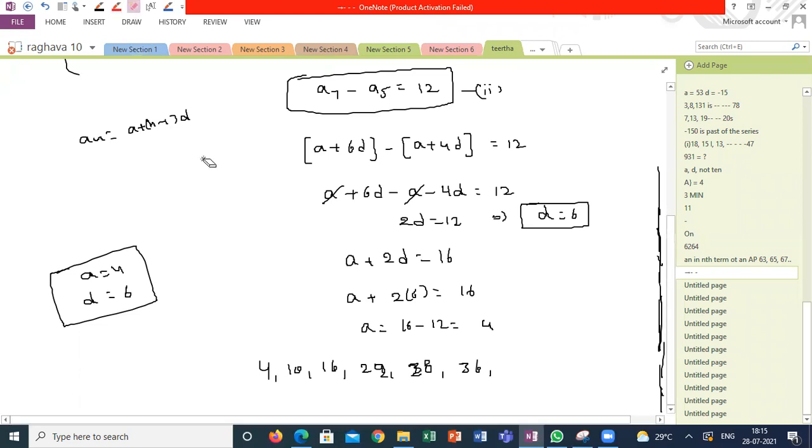Sorry, guys. 4 plus 6 is 10. 10 plus 6 is 16. 16 plus 6 is 22. 22 plus 6 is 28. 28 plus 6 is 34. 34 plus 6 is 40, and so on. This is the 1st, 2nd, 3rd, 4th, 5th, 6th, 7th term. So 40 minus 28 is 12, so the seventh term exceeds the fifth by 12, and the third term is 16. So this is the AP. The arithmetic progression is this much.